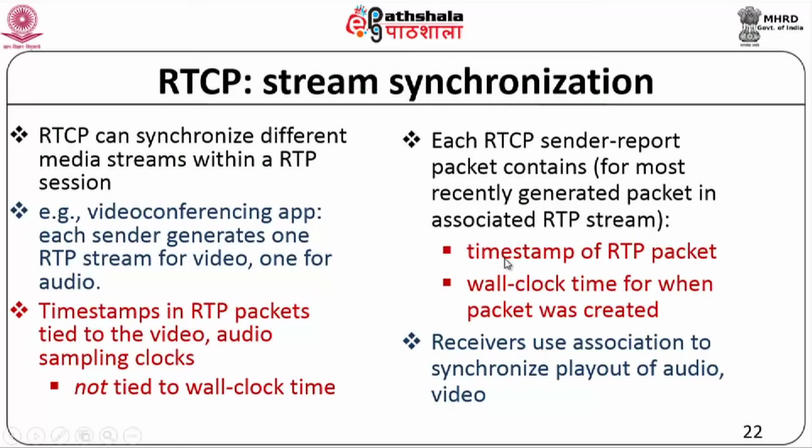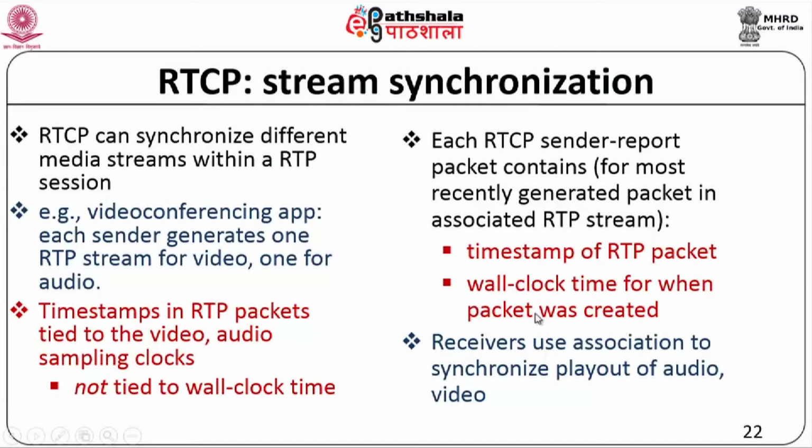So the RTCP sender report packet will contain this information. For the most recently generated packet in the associated RTP stream, it will have the timestamp of the RTP packet, and it will also give you the wall clock time for when that packet was created.